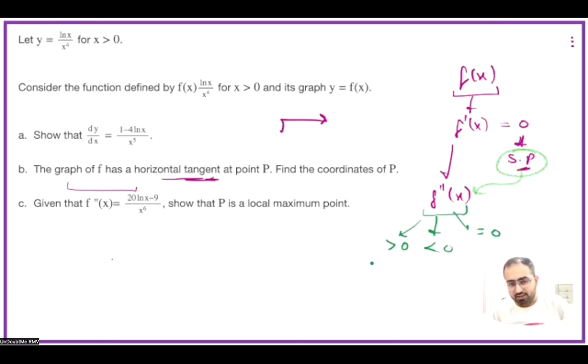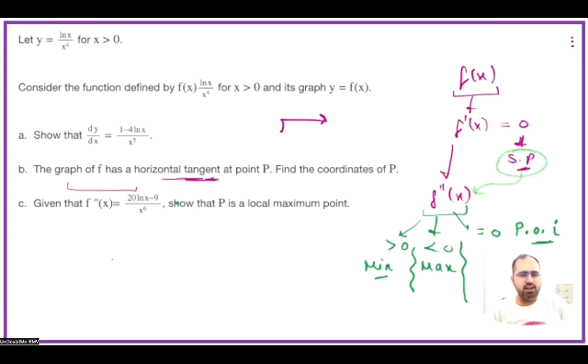When f double dash x is greater than 0, then that stationary point is a point of minimum. If it is less than 0, then that point is maximum. And if it is equal to 0, then it is a point of inflection, neither maximum nor minimum.